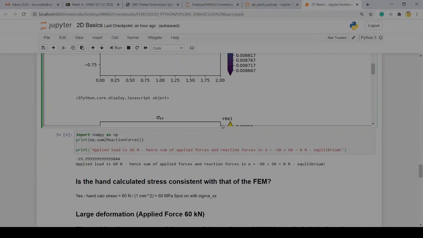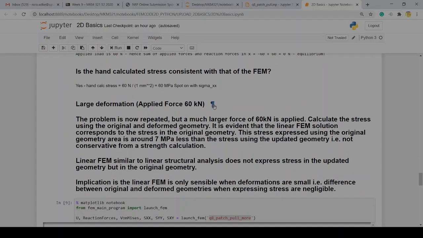2D basics. Okay. Then we have the same problem. The only difference is now we're going to apply a bit more pull. Okay, we're going to, instead of 60 newtons, apply 60 kilonewtons.